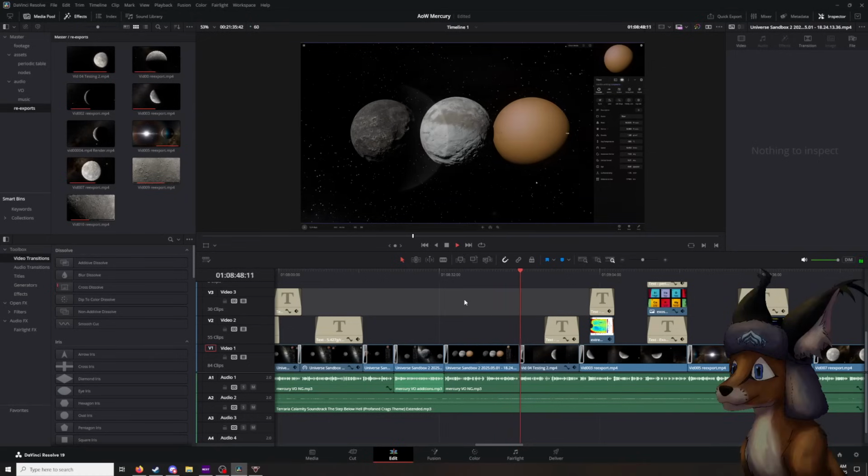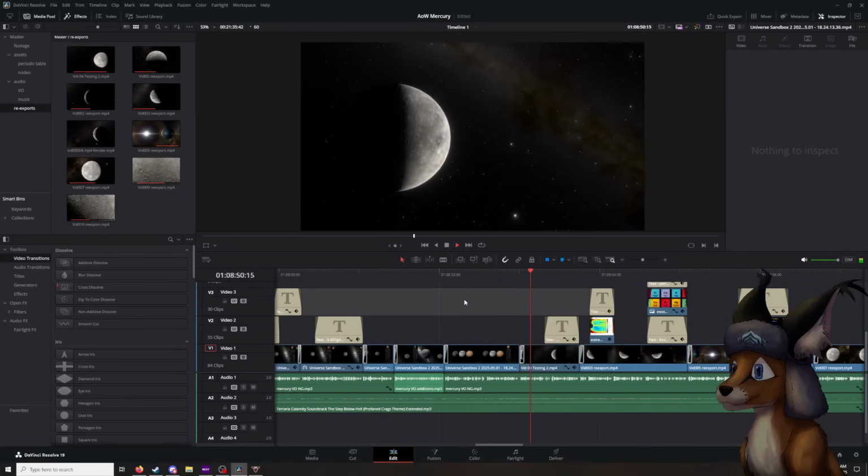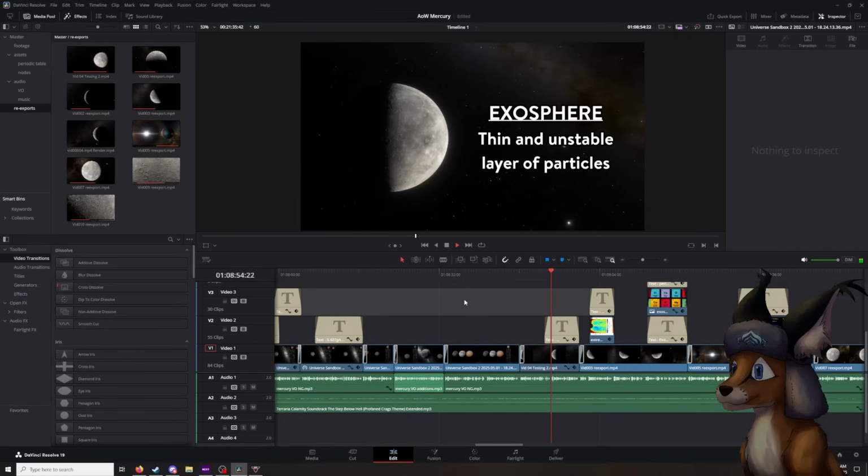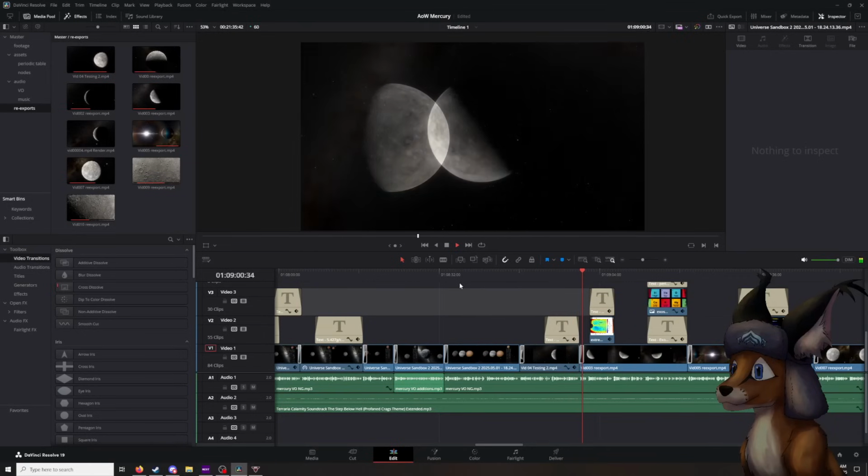More mass. So, I mentioned earlier that Mercury has no atmosphere, but it does have something that's still very interesting, an exosphere. This is a thin and unstable layer of particles that is so loose that said particles don't even interact with each other. What do I mean by unstable?